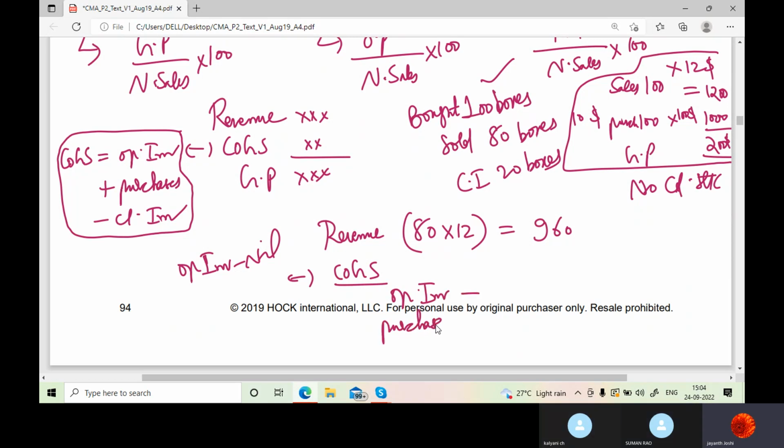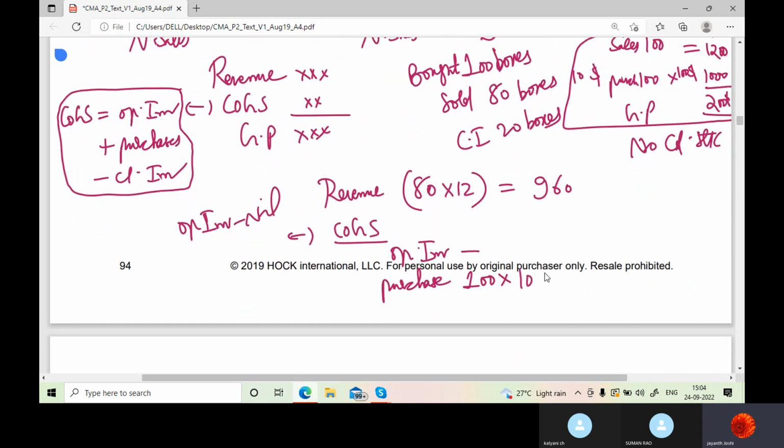Purchases. How many boxes am I selling here? Of course, I am selling 80 boxes. So definitely this revenue I need to match with the cost of 80 boxes, but I bought 100 boxes. So I'll take 100 into 10. I bought it for $10, correct? So it cost me 1000. Isn't it so? But less closing inventory. How many boxes did I not sell? 20. 20 into 10, so 200. Am I right or wrong? I purchased 100 and I am left over with 20.